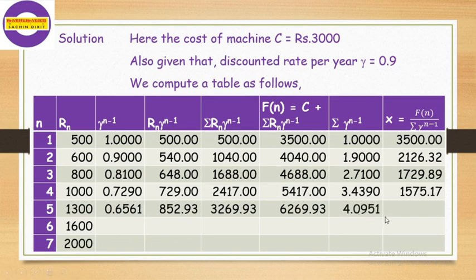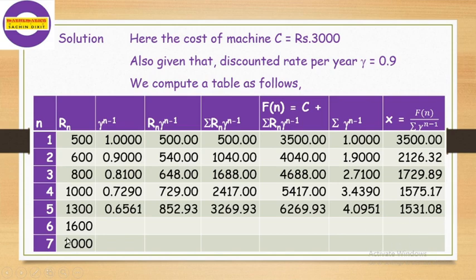We get 4.0951. Then to find the average cost, we have to divide 6269.93 by 4.0951. So we get 1531.08. Again, if you observe, this value is also a decreasing value. So we come to the next year.